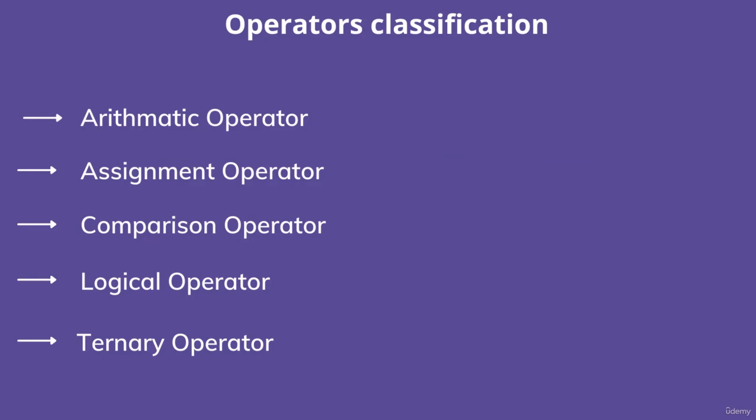But functionally we can classify them into these categories, such as the assignment operator. We have already seen the assignment operator, that is the equals to symbol, where we assign a value to a particular variable, like a is equal to 2. So this equals to operator will assign the value 2 to the variable a. Apart from that, we have the arithmetic operator, comparison operator, logical operator, and again the ternary operator. So let's have a look at these operators individually.